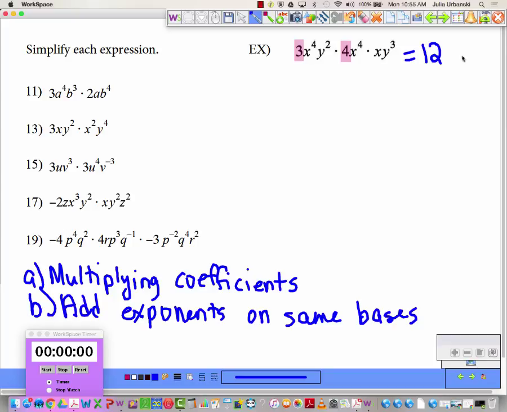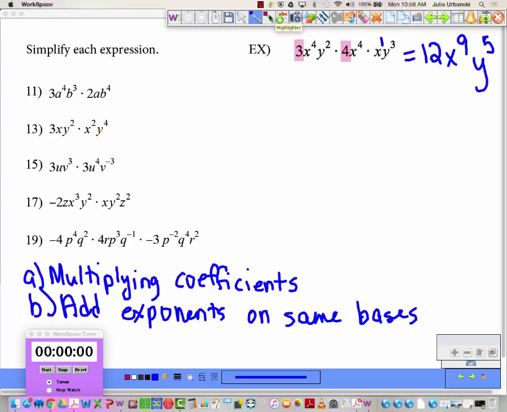And x, you have x to the 4th, and you have x to the 1. So what would that make? 9. Good. X to the 9. And then you have y. And we usually write them in alphabetical order. Y to the 2nd and y to the 3rd. There's no other y there. If you get a negative exponent for today, don't worry about that till we cover it. It'll be a couple of days.